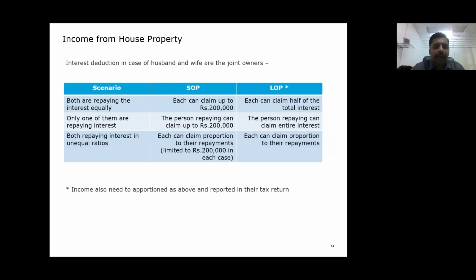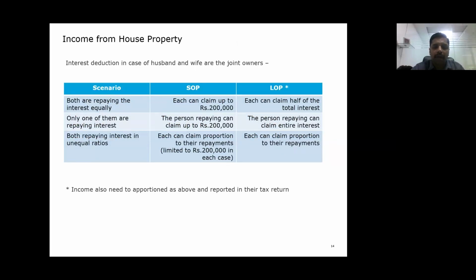So income from house property, again, certain practical aspects. When the house is owned jointly by both husband and wife, and the loan is also a joint loan, what happens? The scenario: both are repaying the interest equally. Both have income sources and both are repaying the loan equally. So each of them can claim rupees 2 lakhs in the case of a self-occupied property. In case of let-out property, both have to claim 50% of the interest paid in each of their returns.